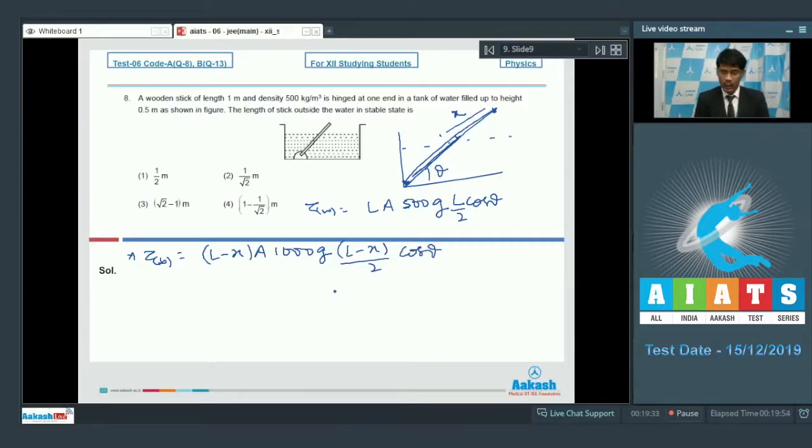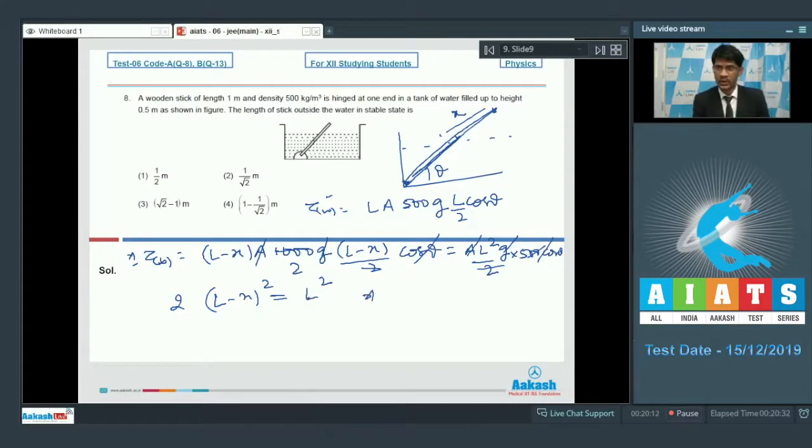Fine. Equating these two portions, these two must be counterbalancing each other. So equating, we have A L square g divided by 2 into 500 cos theta. This will cancel out, A will cancel out, and g will cancel out. 500 will cancel out with 2 here. So we are getting (L minus X) whole square into 2 must be equal to L square here.